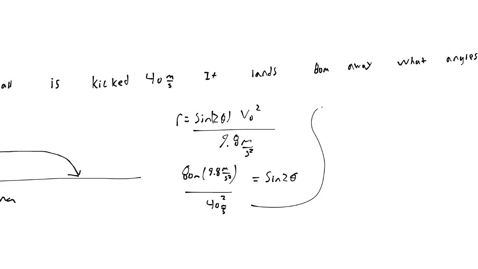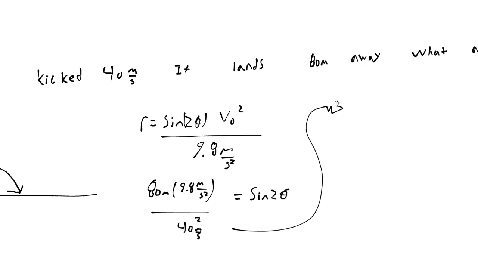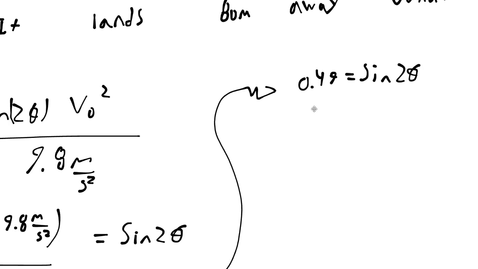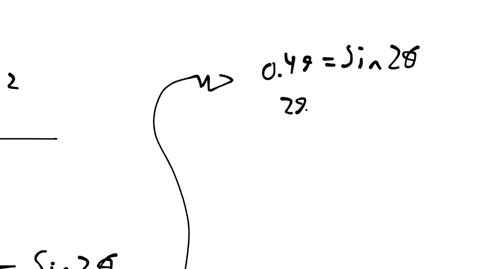And then you're just going to do inverse sine. And the number you should get after this, so let's just see, what should this equal? So before you do inverse sine, it should be 0.49 equals sine 2 theta. And then inverse sine, so then you just get 29 point something equals 2 theta.